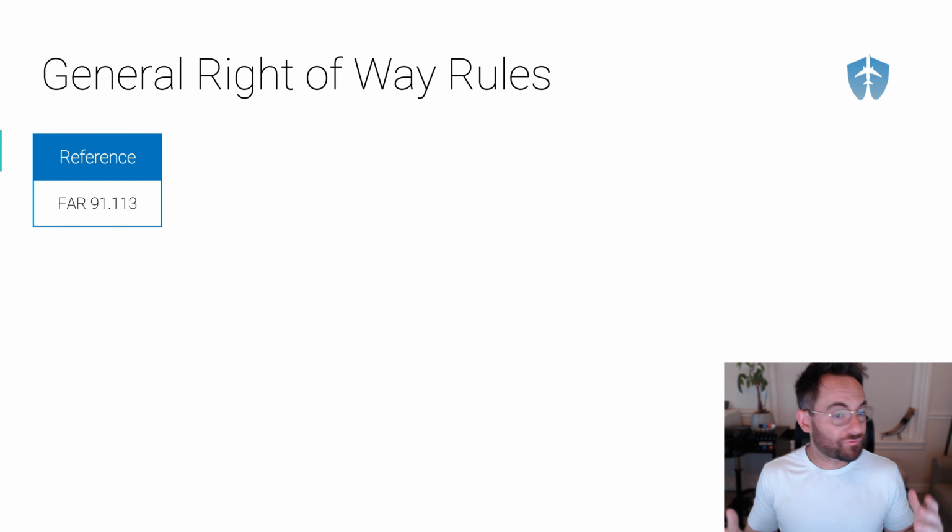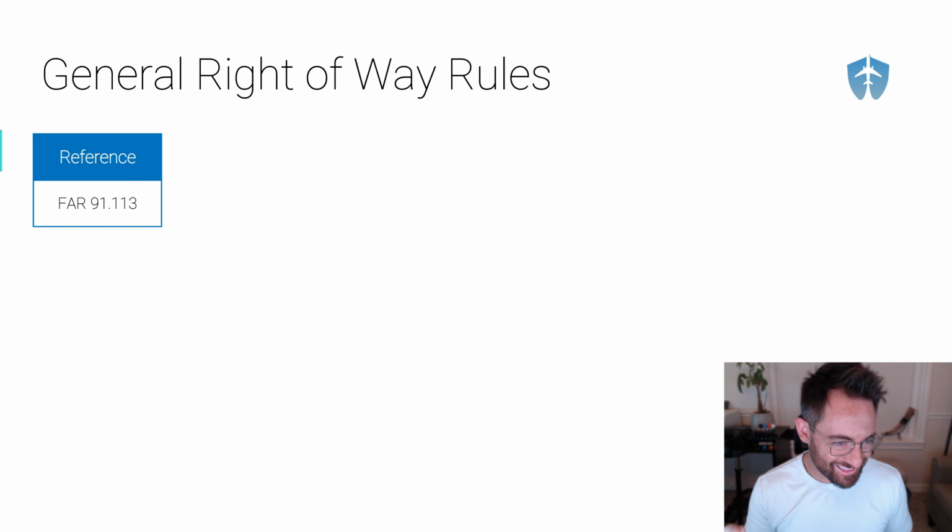Next, now that we know how to look for traffic, let's talk about our general right-of-way rules. In this lesson, we're going to discuss both general right-of-way rules and situational ones. So first, general right-of-way rules. At the time of this recording, it is found in FAR 91.113.